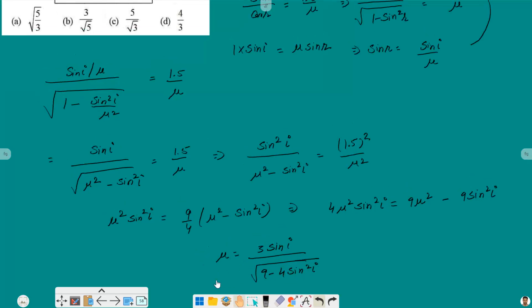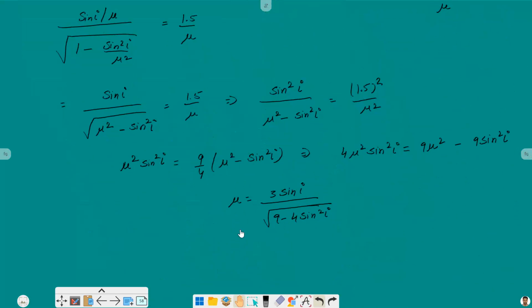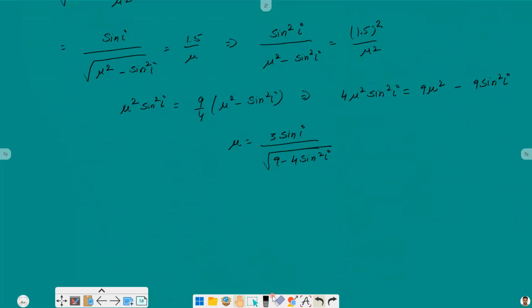Now what we have to do is find the maximum value of mu. For that, let us take I is equal to 90 degree, because the value of I does not matter as per the statement. So for I is equal to 90 degree, this mu will come out to be 3 by root 5. If we take I is equal to 0, then mu will be 0, and we have to find the maximum value.